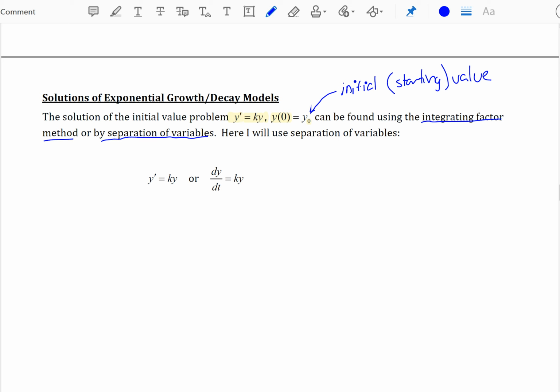So remember, our differential equation y prime equals ky can be rewritten in the form dy dt is equal to ky. If we're solving our differential equation using separation of variables, our goal is to get all of the y variable on one side, all of the t variable on the other. In which case, I'm going to multiply to get dt on the right side and divide to get y on the left. This produces the equation dy over y equals k dt.